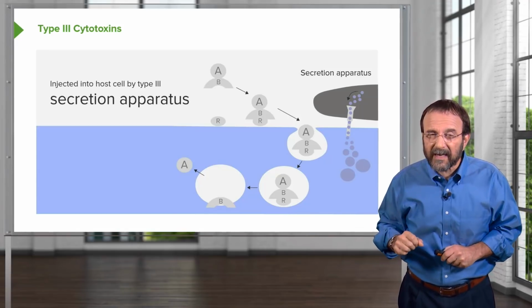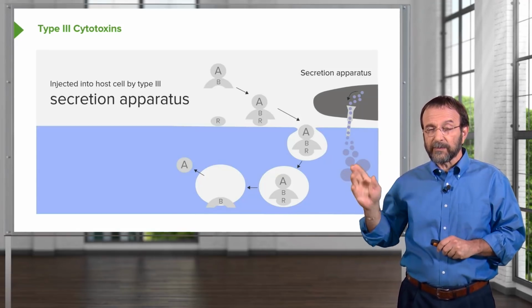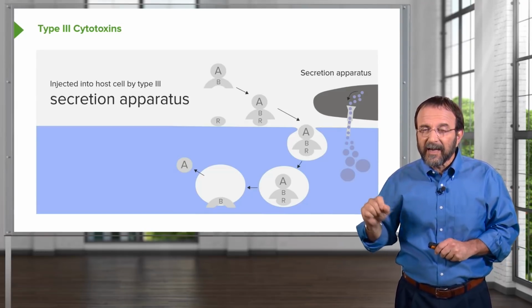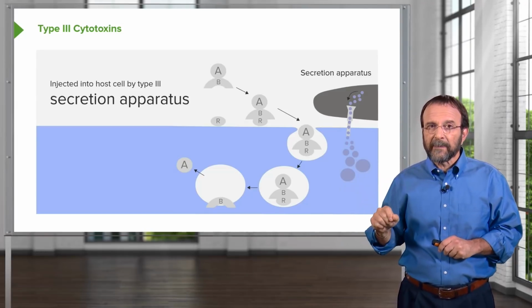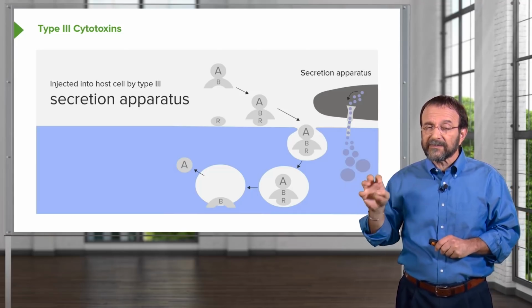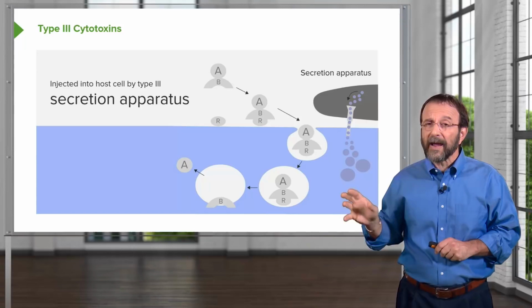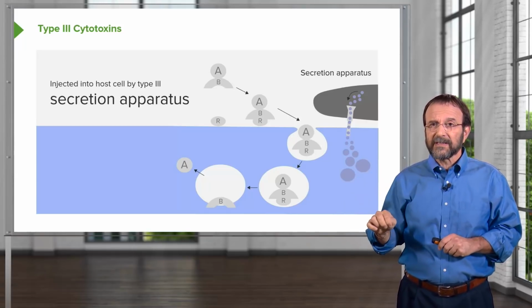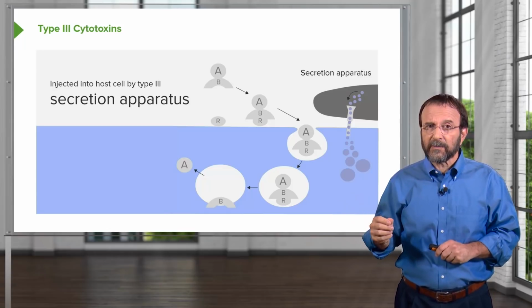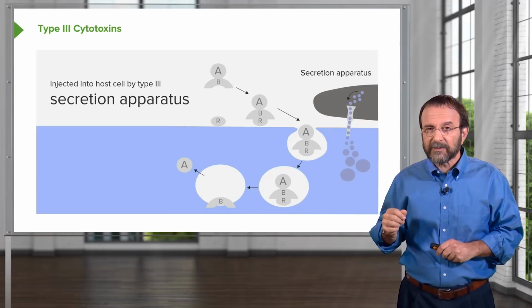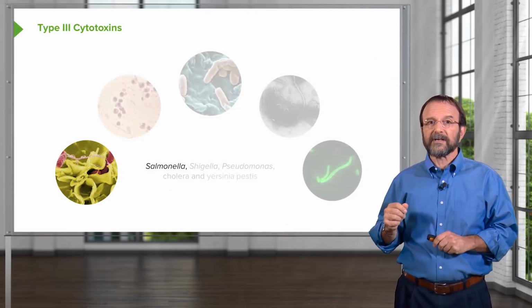The type 3 cytotoxins we mentioned briefly before, they're shown on the right-hand part of this screen. They are injected by the bacterium into the host cell by a type 3 secretion apparatus. Bacteria have a number of different kinds of secretion apparati, which are used to inject effector molecules into the host cell to get them to do what they want. And these have their own ways of altering the biochemistry of the cell to cause pathology.